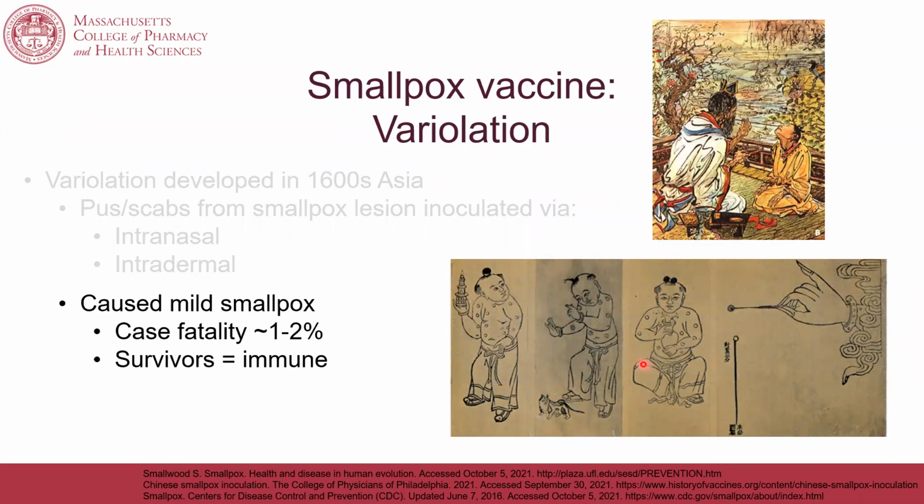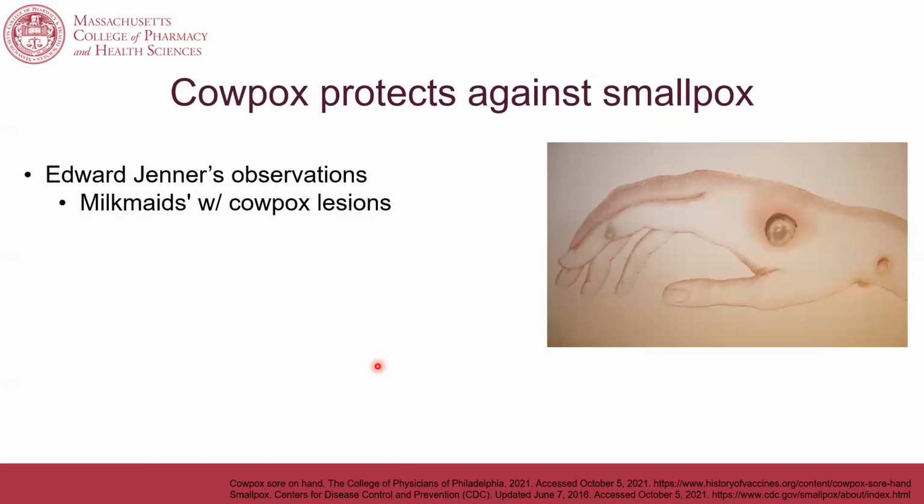But then again, it's still smallpox, and smallpox still created a case fatality of 1 to 2% using this method. But those who did survive were immune. However, as we know, some people with the Chinese and Indian methods would die.